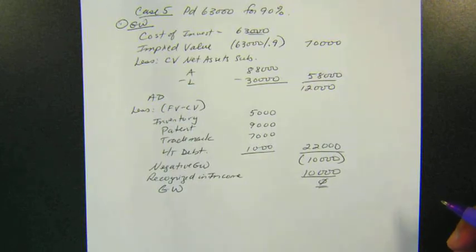So what I want to know now is on the parent's books, what entry do they make for the acquisition?